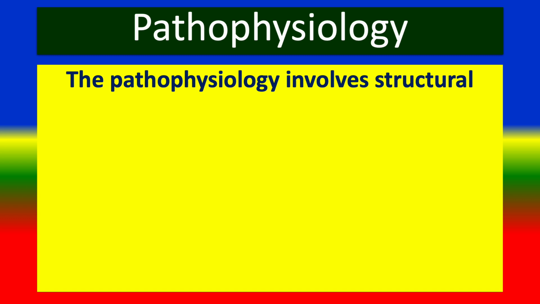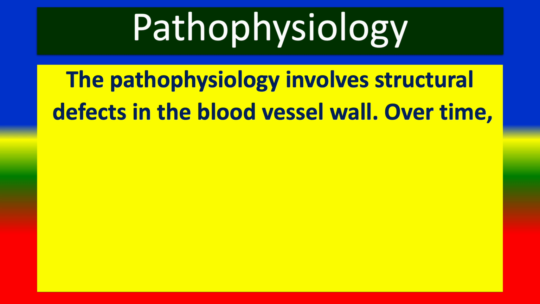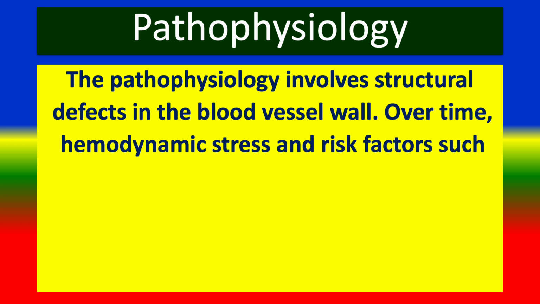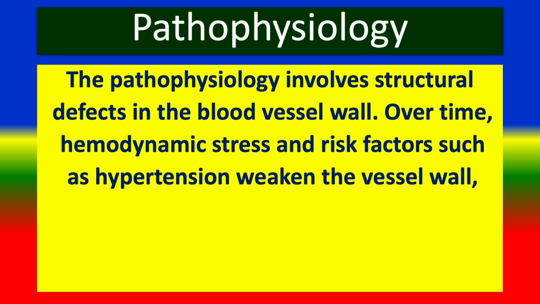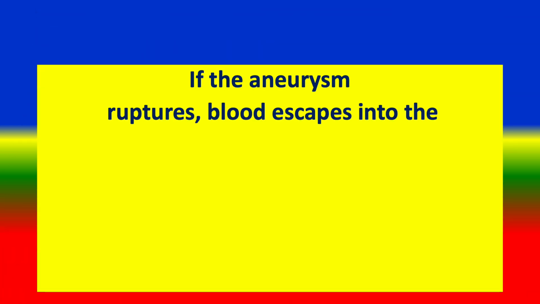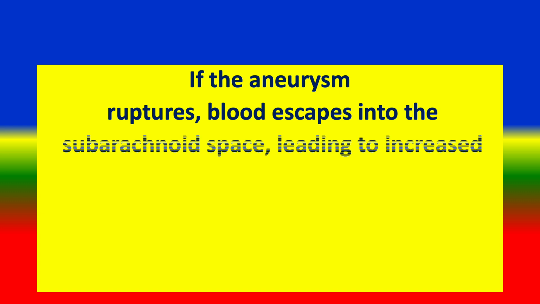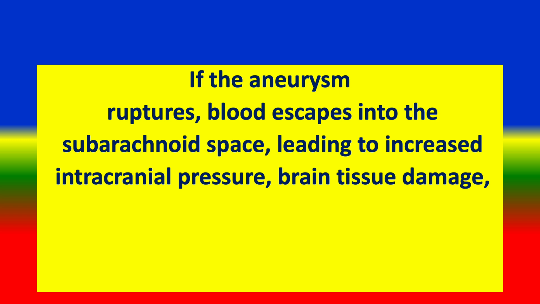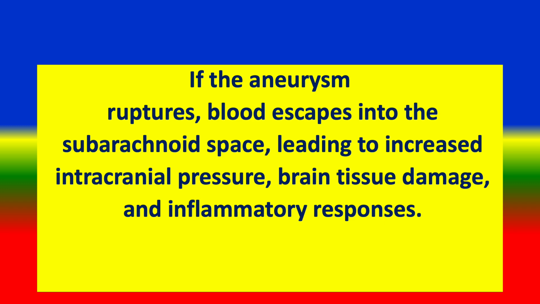Pathophysiology. The pathophysiology involves structural defects in the blood vessel wall over time. Hemodynamic stress and risk factors such as hypertension weaken the vessel walls, forming an aneurysm. If the aneurysm ruptures, blood escapes into the subarachnoid space, leading to increased intracranial pressure, brain tissue damage, and inflammatory responses.